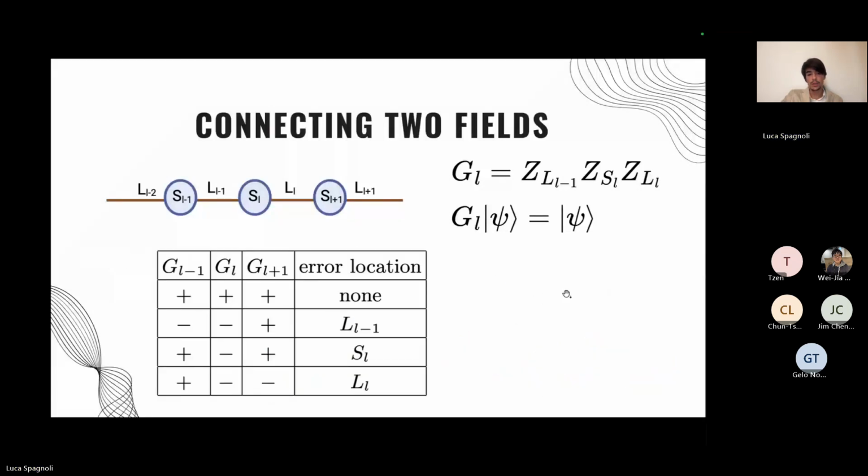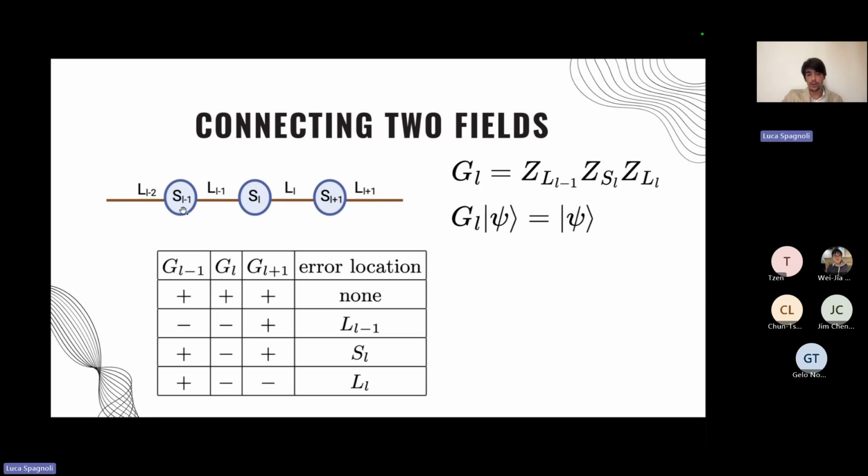Okay? So again, I have this table of the error syndrome, so-called, so the outcomes of the measurement of the stabilizer operators. And if all the Gauss laws give a plus, then no error happened because the Gauss law is conserved everywhere in the system. If at least one Gauss law gives minus, then I know that at least one error happened. And with the assumption that only one error happened, I know also where it happened.